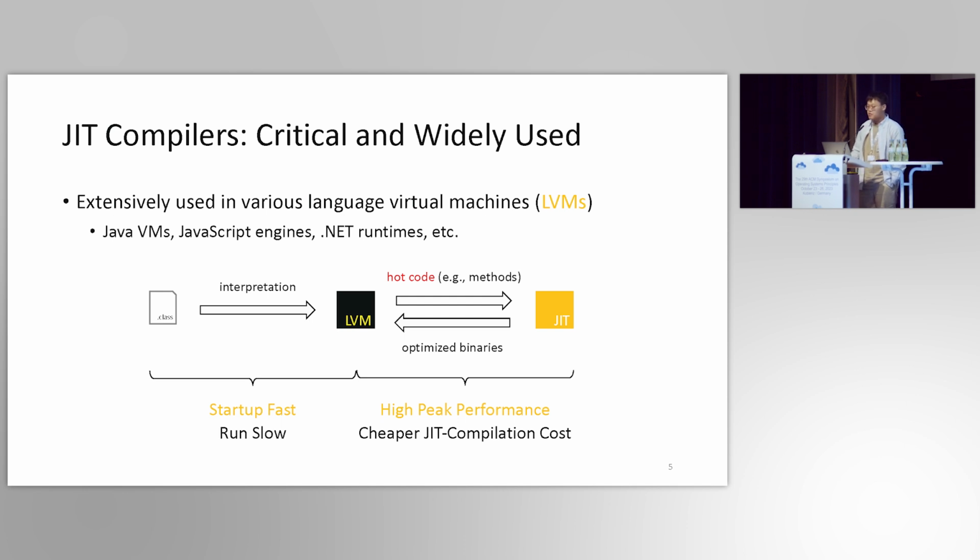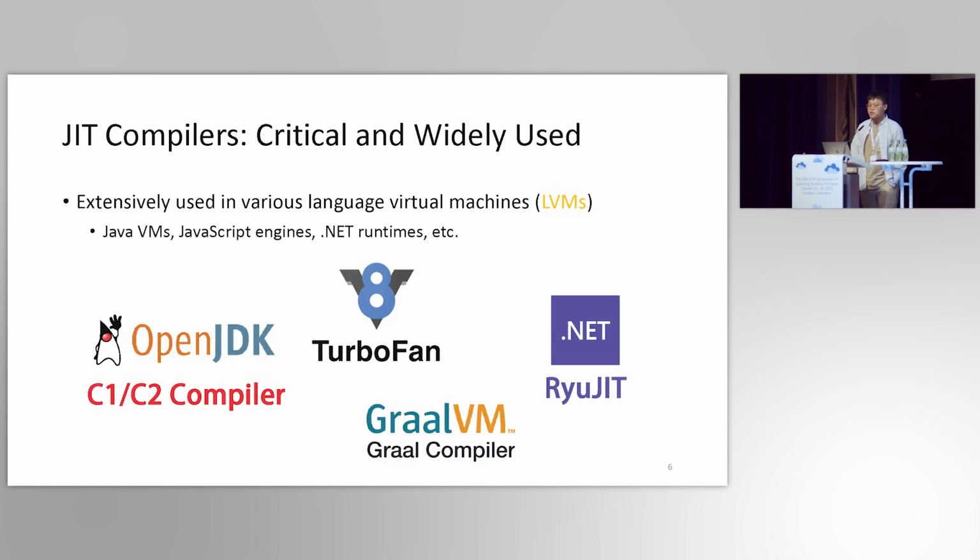Often, a VM boots in interpretation mode, so it can start up very fast, but at this time it runs very slowly. At runtime, the VM monitors hot code that is frequently run, like loops and method calls and many other code structures, and compiles it to optimized binaries, but leaves all the other code uncompiled, so that it can get very high peak performance with a very cheap JIT compilation cost. Well-known JIT compilers include the C1 and C2 compilers in OpenJDK and the Graal compiler in GraalVM.